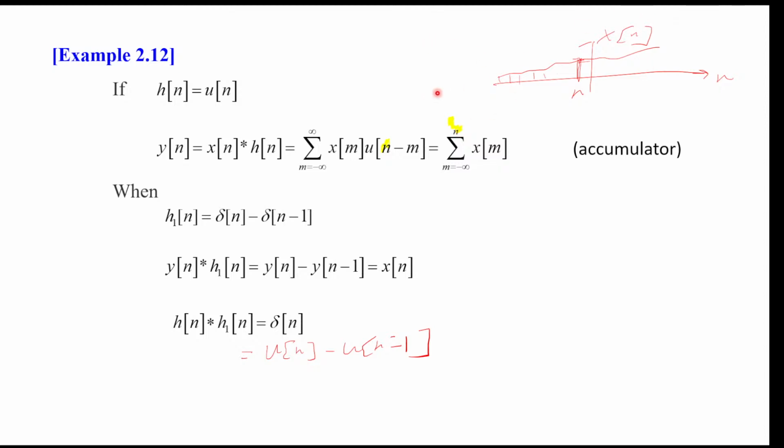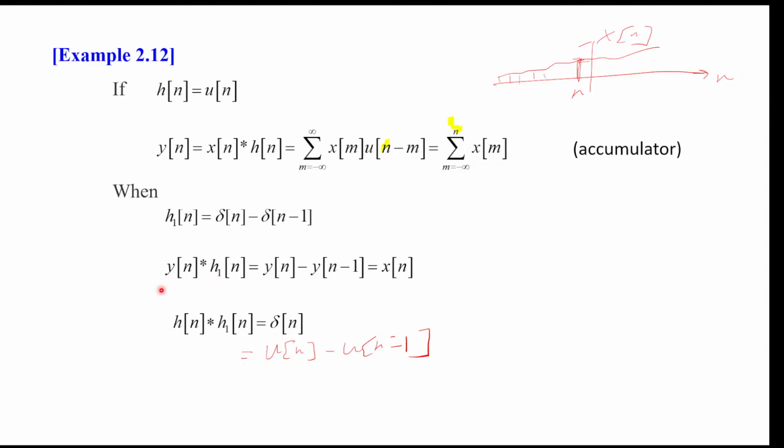So you keep summing your x of m until some point n. That's your accumulator, and you want the inverse of this system. It will be characterized by an LTI system with a different impulse response: delta of n minus delta of n minus 1. If you convolve your y of n with your h1 of n, you get y of n minus y of n minus 1, because we use multiple properties. First we use the distributive property of convolution. So y of n convolved with h1 is y of n convolved with delta of n, minus y of n convolved with delta of n minus 1.